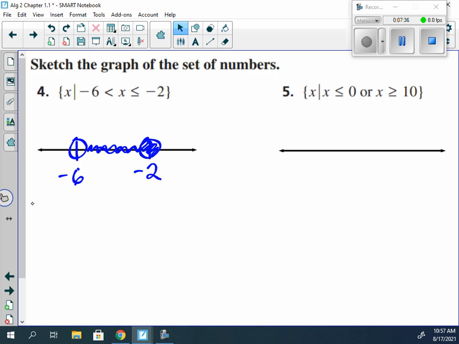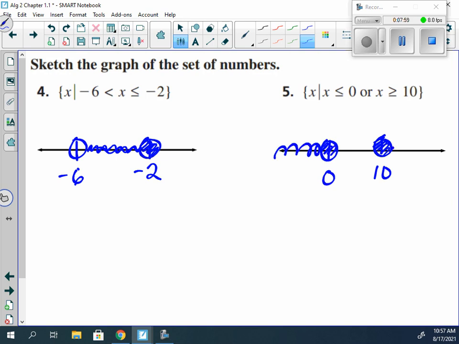Any questions on 4 or questions about how to do number 5? So I'll go on and just show you, because if we did 5, we'd have 0 and 10, open, close on both. X is less than or equal to 0, or x is greater than 10. And it would just be this here.